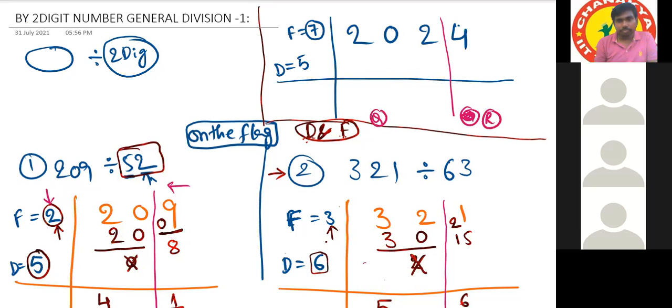Sir, 40 times, 200. See, will 5 go into 20 or not? Yes, sir, it will go 40 times. 200, remainder 24. Because we don't have that much time, I'm directly taking 40 times. 5 into 40 times is 200. And what is the remainder now? 2 will go beside 12.